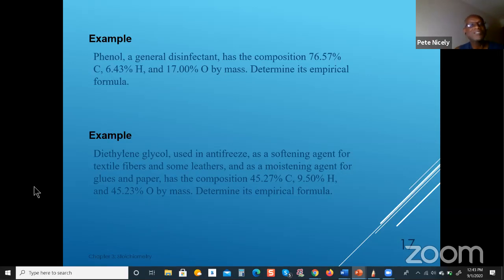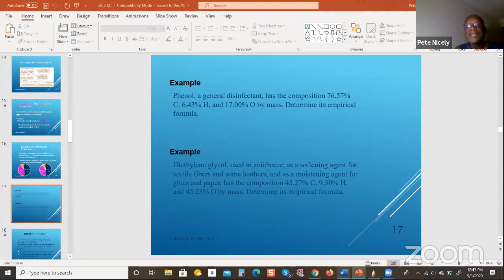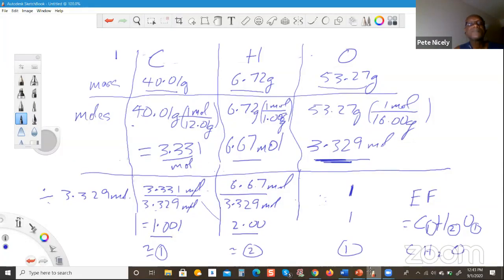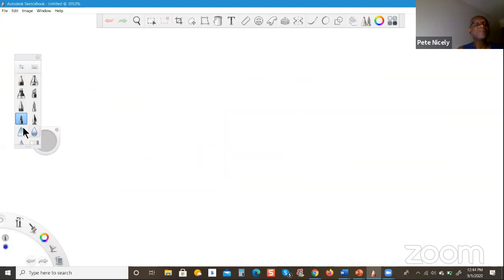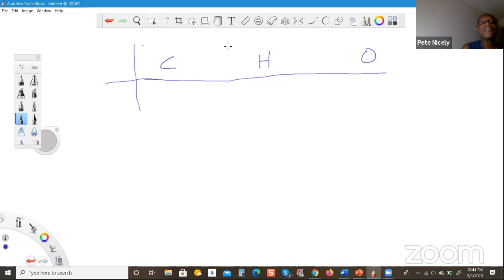So let me go back to this. I'm just going to get rid of all of this, and I'm going to set up a new table. Again, the elements are the same. So it's going to be carbon, hydrogen, and oxygen. And just as before, we're going to assume that the percentages will be the same as the masses. In other words, we're going to assume 100 grams of the compound.